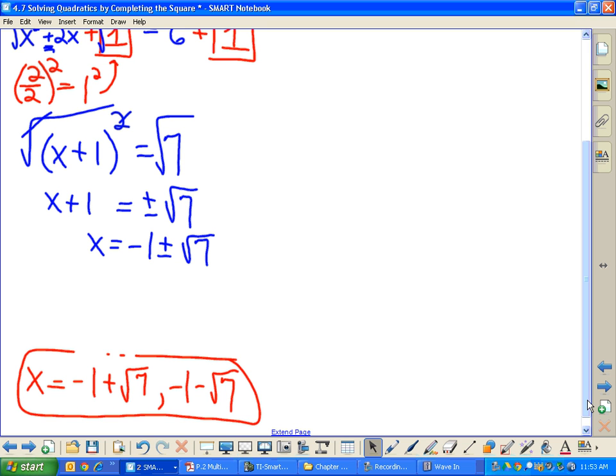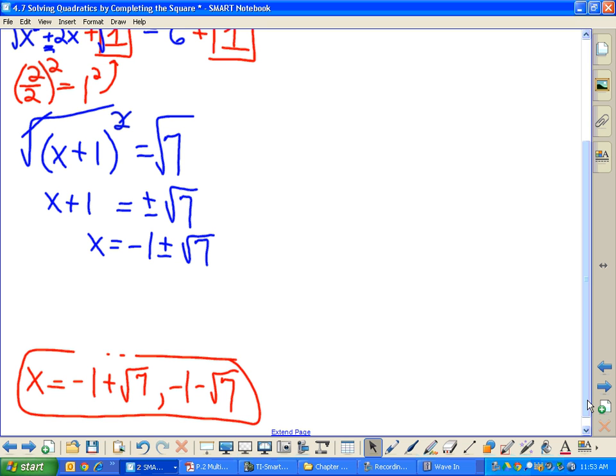This method finishes up with the square root method every time. Because you turned that left side into a perfect square trinomial, something squared, so you're always going to end up square rooting both sides at the end. That's why I had to teach you yesterday's method before today.